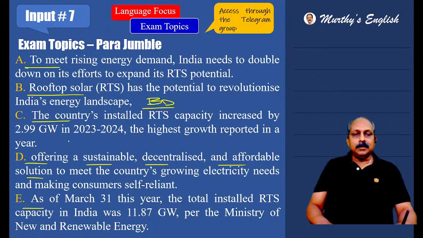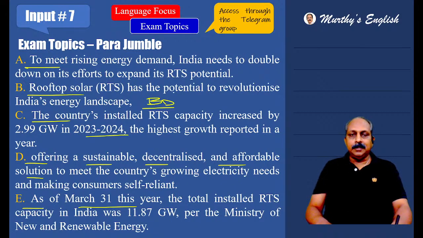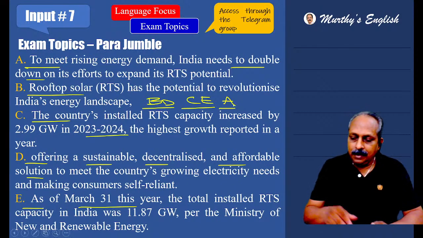And after that, what? The country's installed RTS capacity increased by 2.99 gigawatt in 23-24, the highest growth reported in a year. As of March 31st 23-24, then latest information as of March this year. That means C and E one pair. And what is the last one? To meet rising energy demand, India needs to double down on its efforts to expand its RTS potential. A. So what is the correct order? BDCEA.